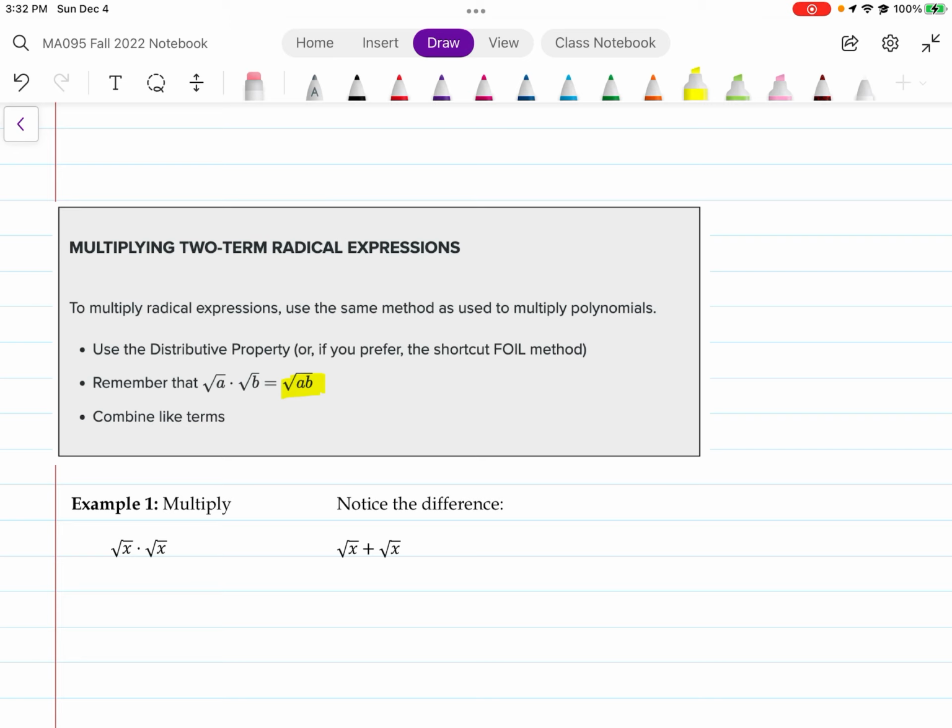All right, so just a little refresher here. The square root of x times the square root of x is the square root of x squared. So hopefully you begin to recognize then that you just get x. Notice how that is different from square root of x plus the square root of x. In this case, we have basically a coefficient of 1. We don't have to write it down, but it's there. So we have 1 square root of x plus another square root of x. And we're adding the two together, and we get 2 square root of x's, or 2 square root of x.